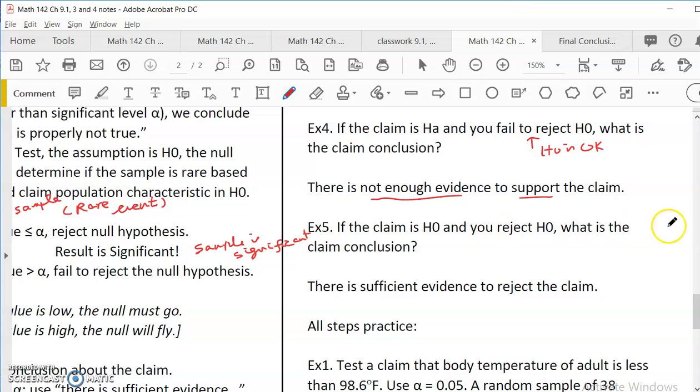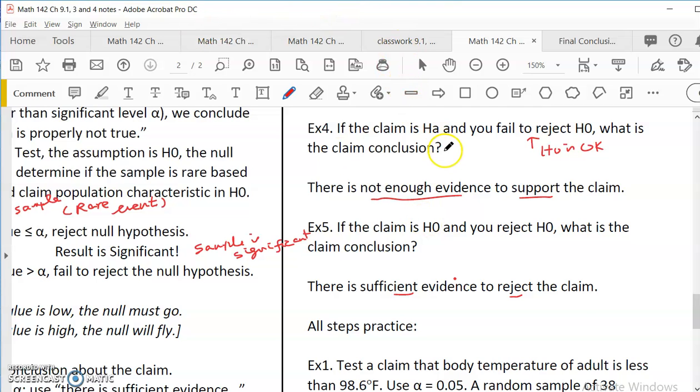It's the opposite. Next one, if the claim is H0, so maybe you're claiming that you're defending something, right? But you reject H0 because of a rare assumption, rare sample. What do you say? Then you say there is sufficient evidence to reject the claim because the claim is H0. So whenever you have reject H0, you use sufficient evidence because you're surprised. And then if the claim is H0, you use reject the claim because the claim is H0.